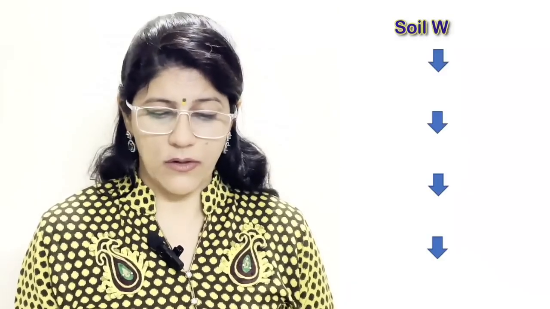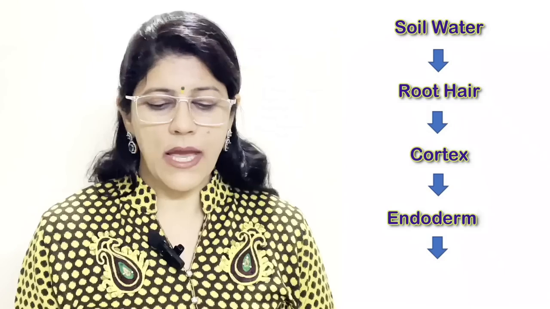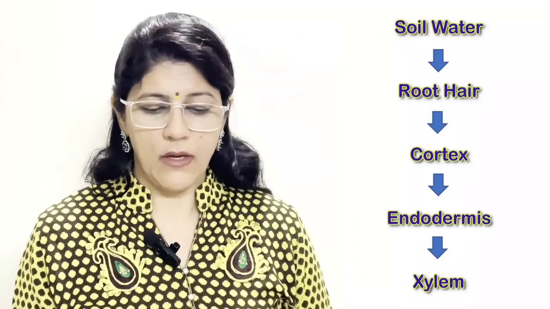Next, endodermis, cortex, xylem, soil water, root hair. So starting with soil water, root hair, cortex, endodermis and xylem.